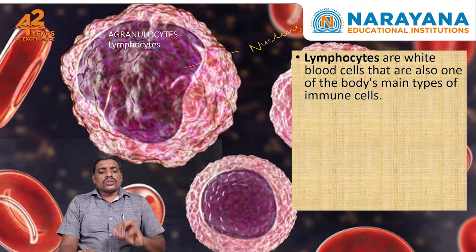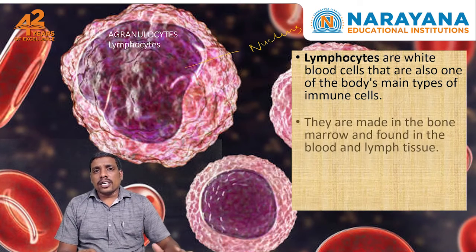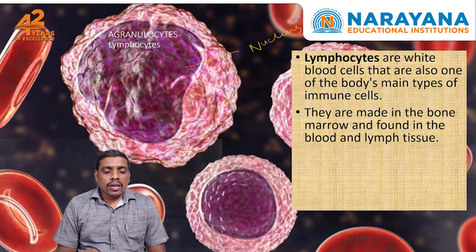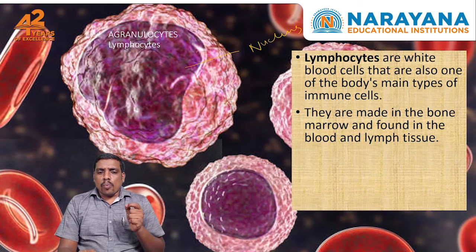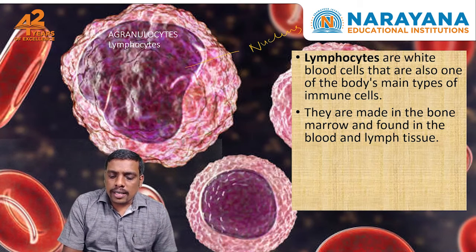Now, what are the functions of lymphocytes? Lymphocytes are immune cells. They increase immunity in our body. They are made by bone marrow and found in the blood and lymphatic tissue. What is lymphatic tissue?